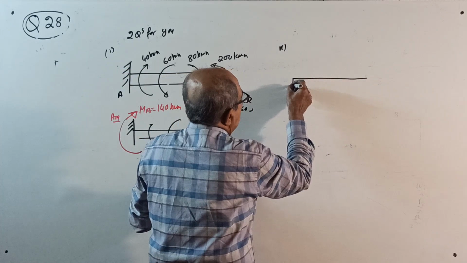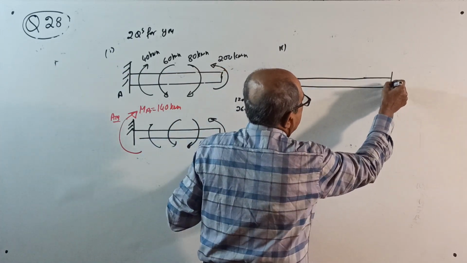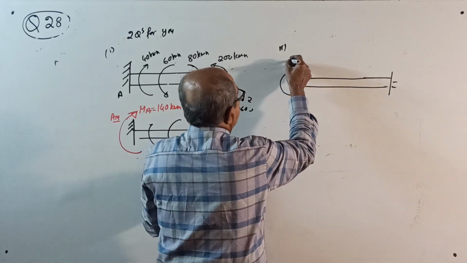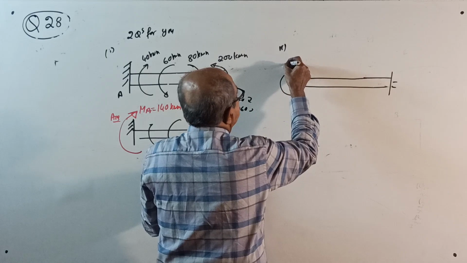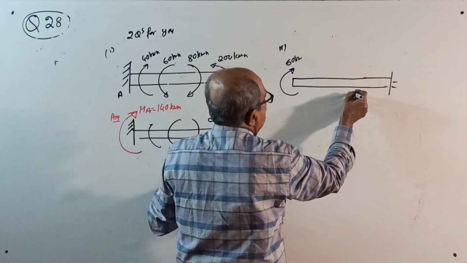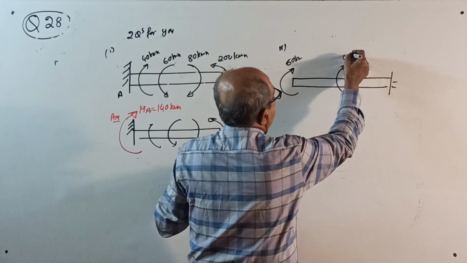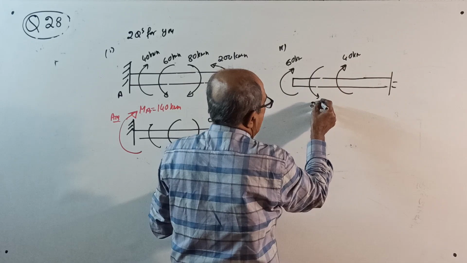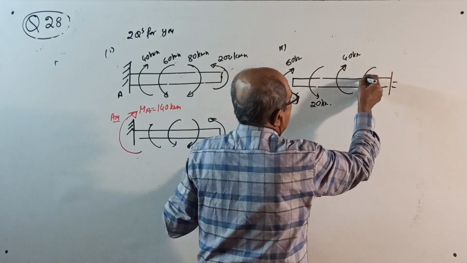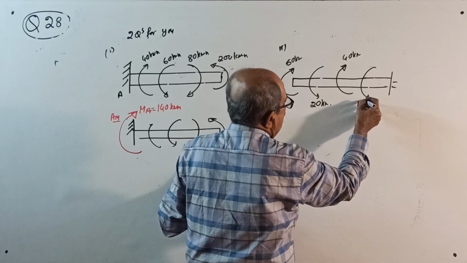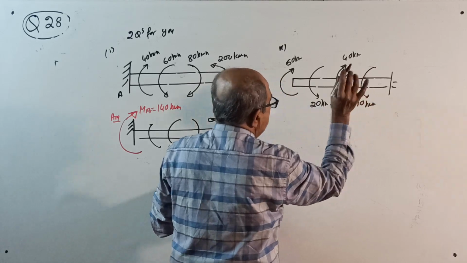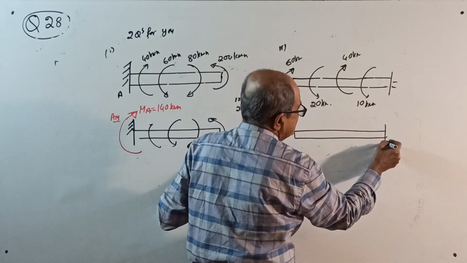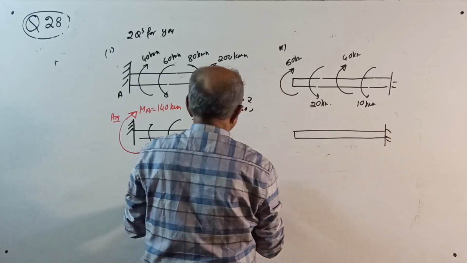Now, I will not give much, I won't waste too much time here. Clockwise of 60 kilonewton meter. One more clockwise here of 40 kilonewton meter. One anti-clockwise of 20 kilonewton meter here. One anti-clockwise of 10 kilonewton meter here. Distance you take whatever you want. Answer. I told you distance does not matter.